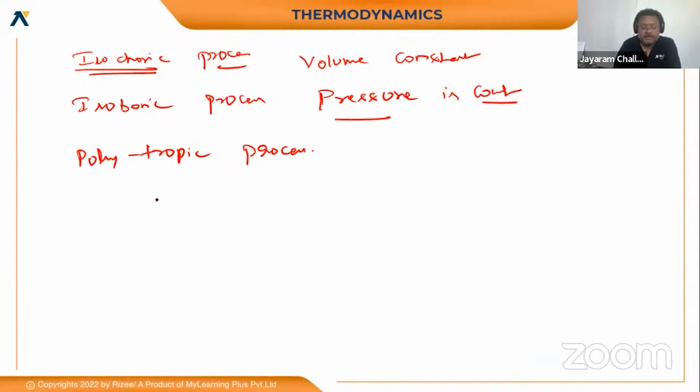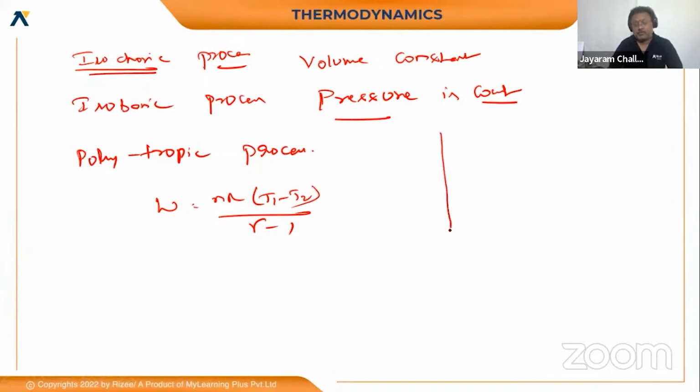Work done can be written as nR into T1 minus T2 by gamma minus 1. This is your work done under the process. Depending upon the situation, you can apply the different things. So these are the different processes we will be dealing with, and the shape of the graph between pressure and volume.